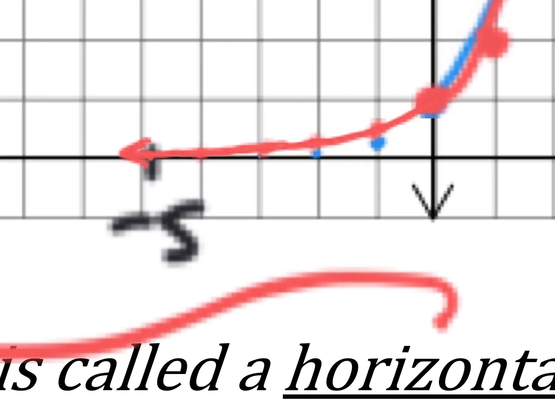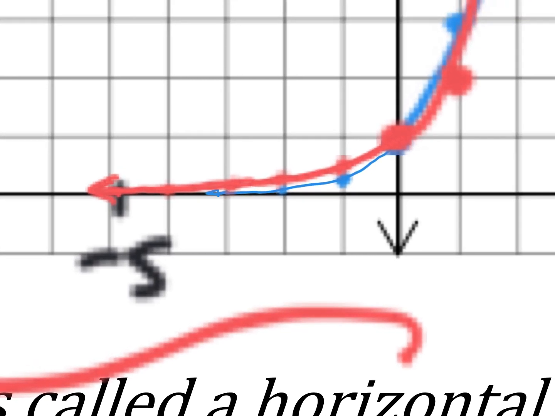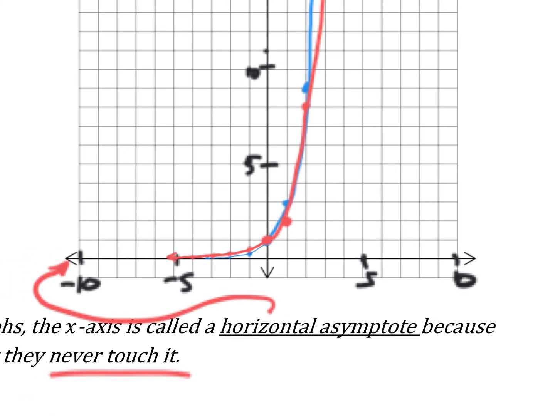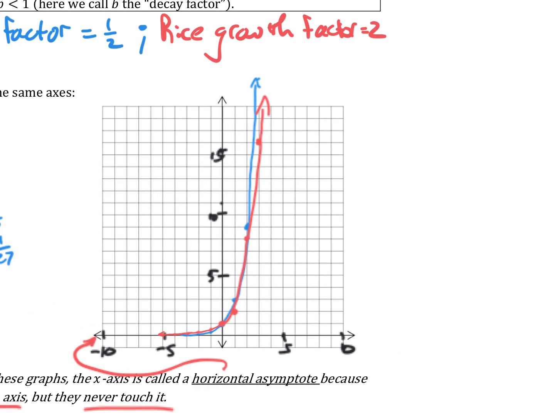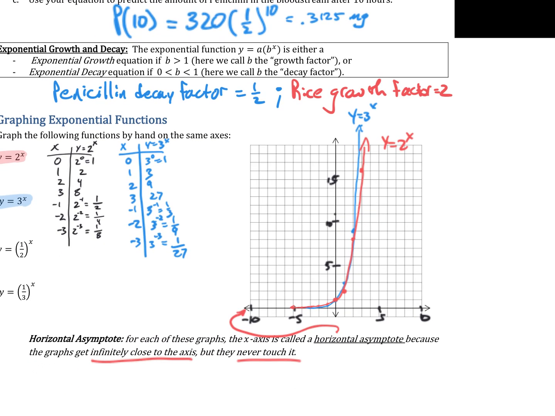Again, it's never going to touch this axis, but you'll see it's below the red line, below 2 to the x. It has a horizontal asymptote. All right, so this is y equals 3 to the x, and this red one is y equals 2 to the x. So you can see that 3 to the x is steeper, 4 to the x would be even steeper, 5 would be even steeper, and then they cross when they get down here.